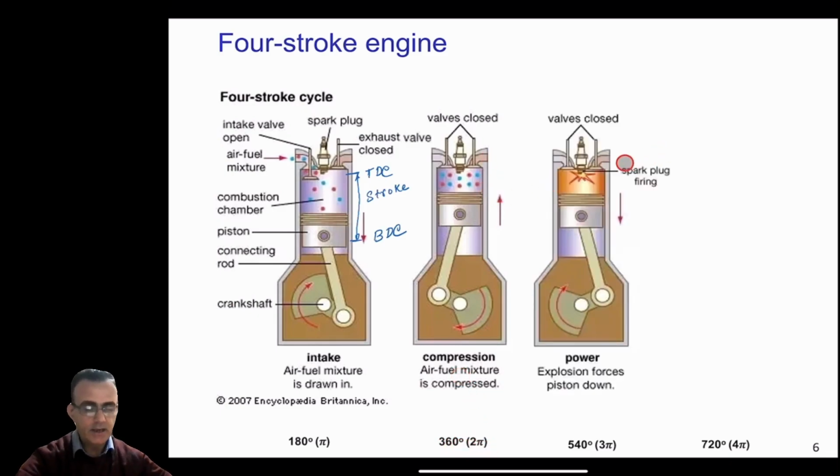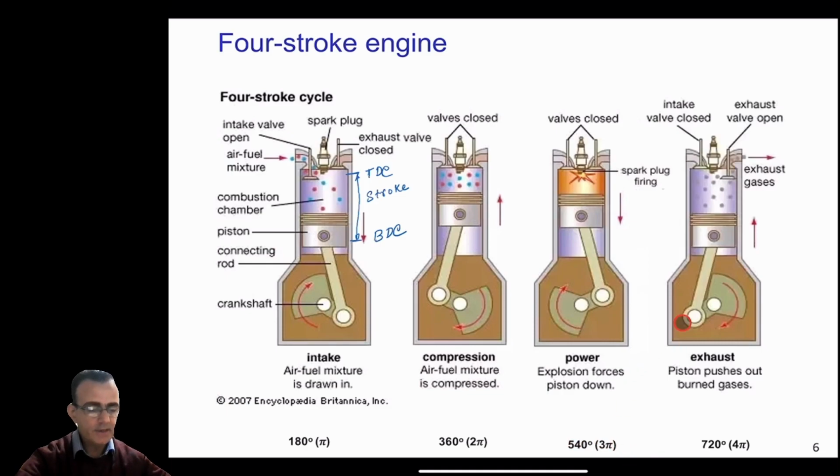And then in the next stroke, you will create a spark from the spark plug, and again both valves are closed. This will push the piston in the downward direction. So this is our power stroke. There will be an explosion of these gases here, and the piston will move from the top dead center to the bottom dead center. So the total degrees from this point to this point is now 540, or 3 pi radians.